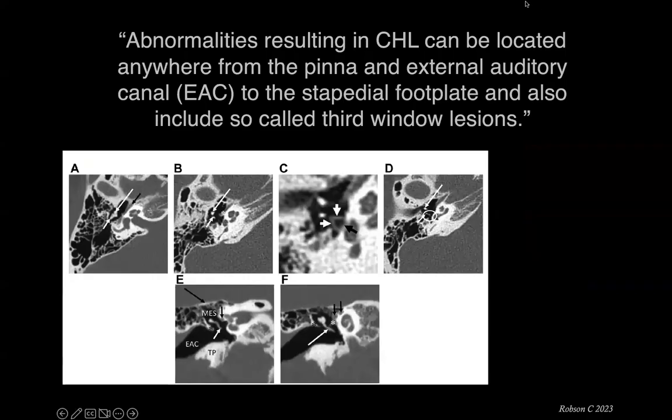Let's start with the basics. So basically, this is from Kelly's paper. Abnormality resulting in conductive hearing loss can be located anywhere from the pinna, external auditory canal, and stapes footplate, so including the middle ear, and is different from sensorineural hearing loss that involves the nerve, the cochlear nerve, and the inner ear.